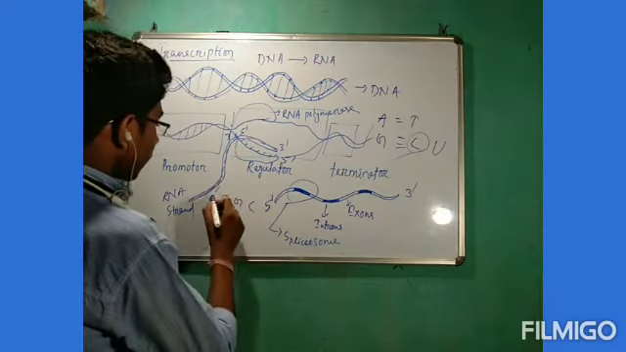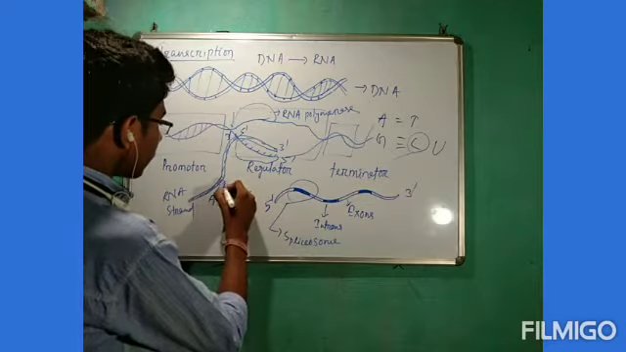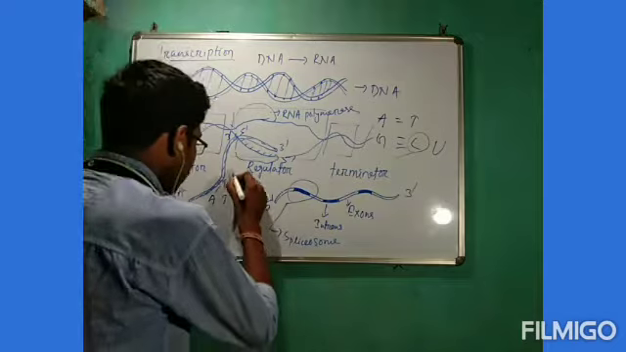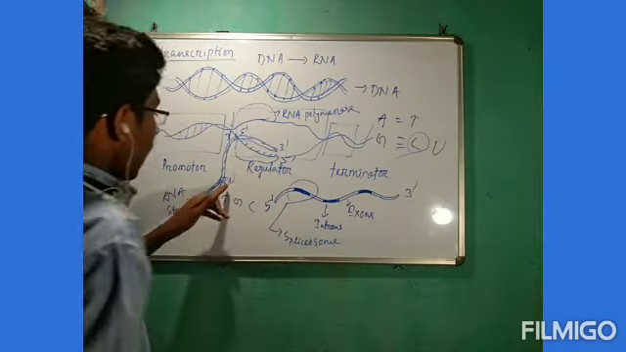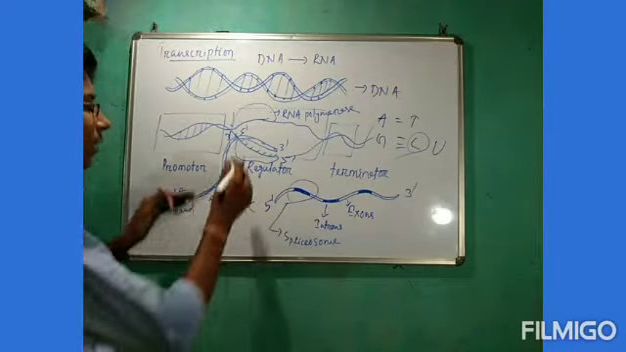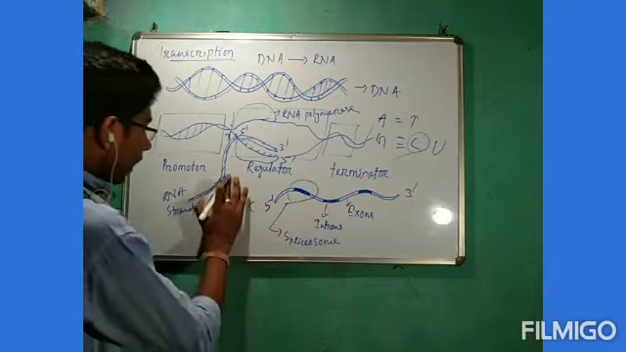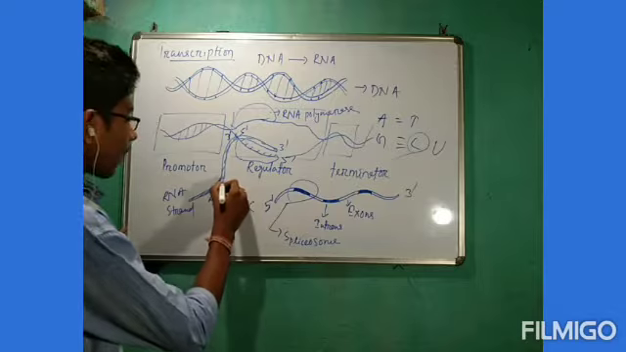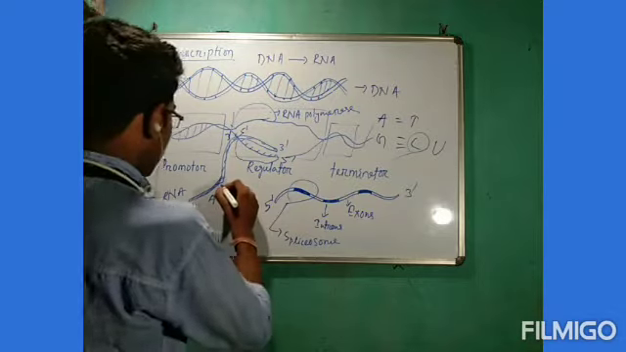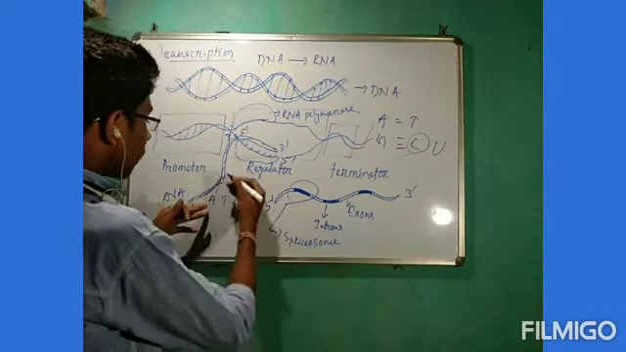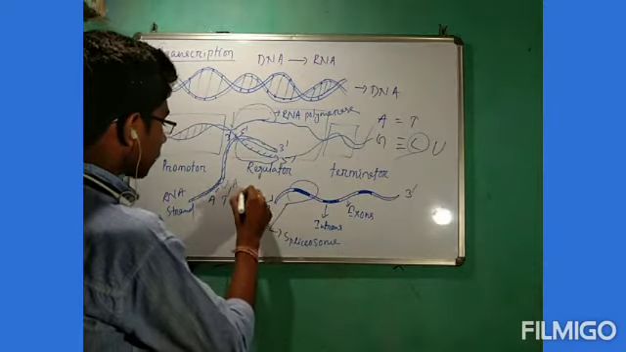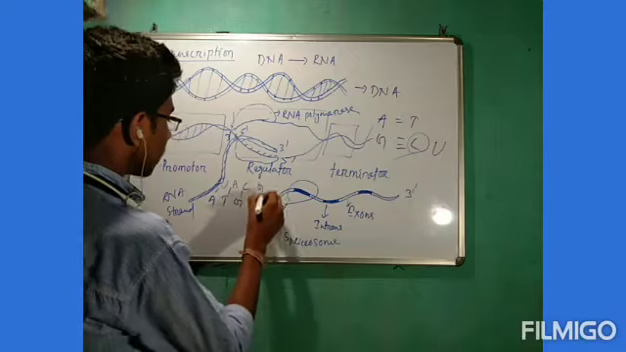That means A is oppositely paired with T, but here T is not present. U is present because thymine is replaced by uracil when an RNA copy is made, so the sequence is transcribed, changed by the RNA model. A is opposite to U, T makes A, G makes C, C makes G.